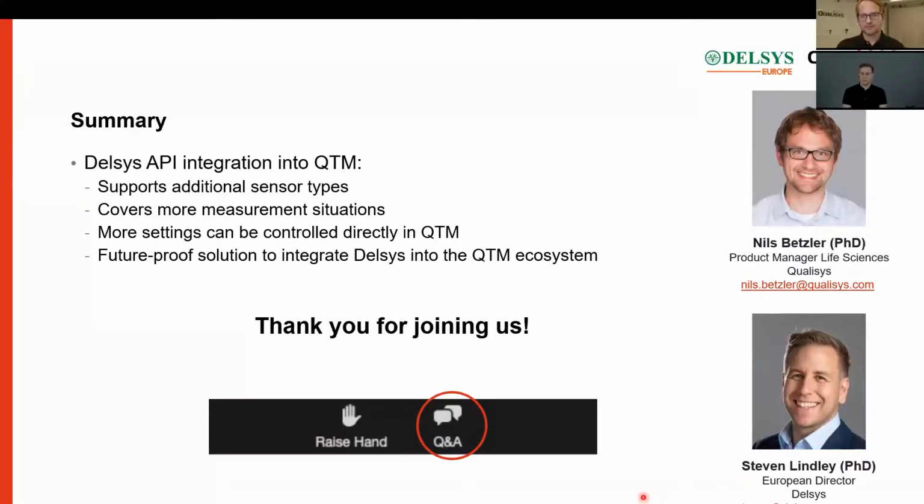To summarize what we presented today, the Delsys API supports additional sensor types, like the Quattro that we demonstrated today, which ultimately allows you to cover more measurement situations. I think that for many of you, that's one of the most important things about the measurement systems you use, because you're not measuring for the sake of measuring something, but because of certain research questions or projects. And for that, it's always good to know which possibilities exist, and I hope we gave you some new ideas about what can be done with the different sensor types.